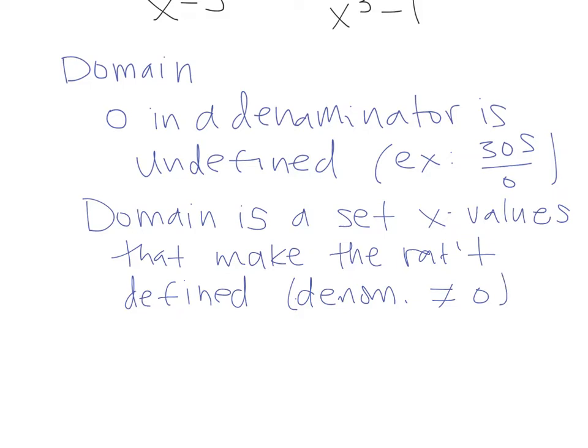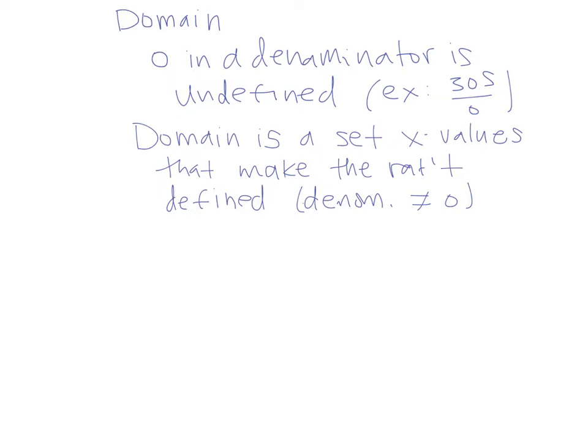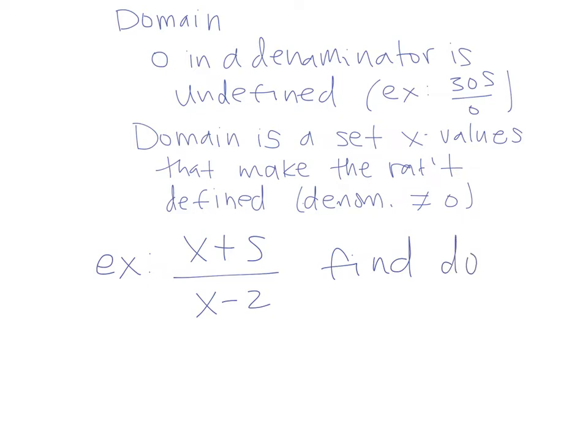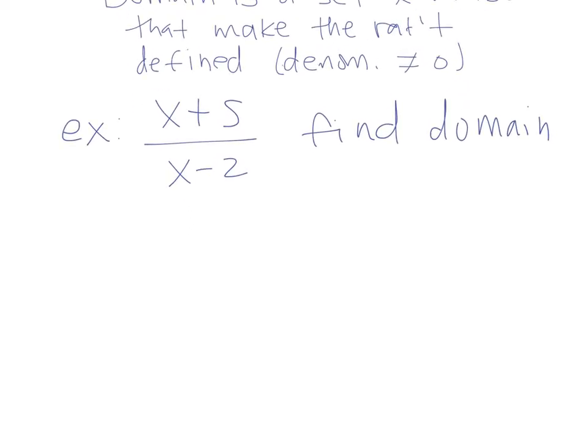Okay, so to find the domain, let's take a rational expression, x plus 5 over x minus 2, and find the values of x that will make that defined. Well, the values of x that are going to make it defined are the values of x such that x minus 2, the denominator, does not equal 0. So we can just solve this for x.